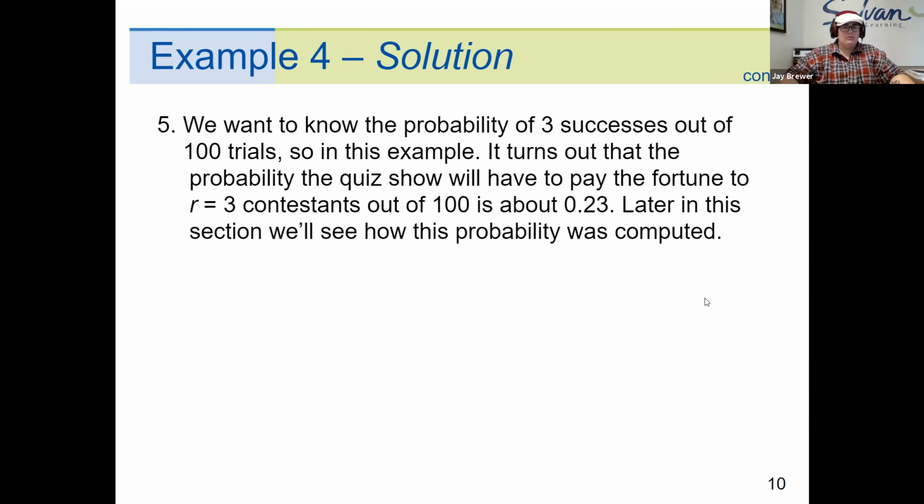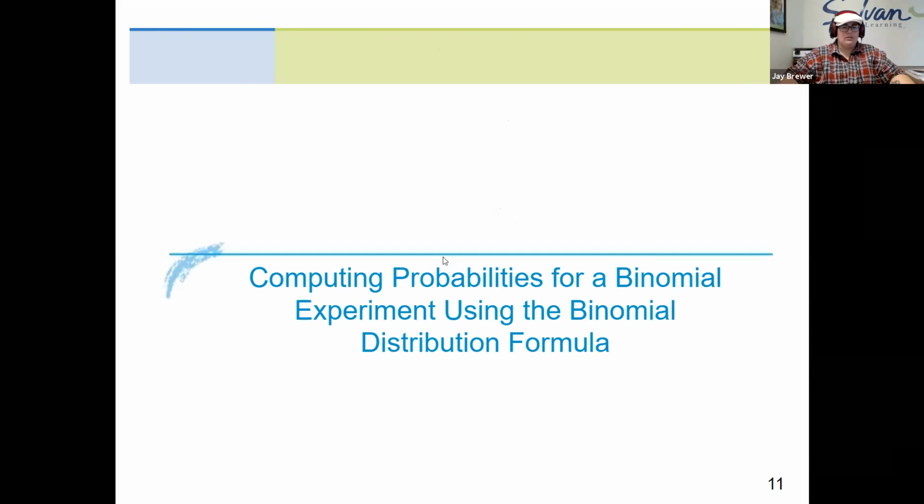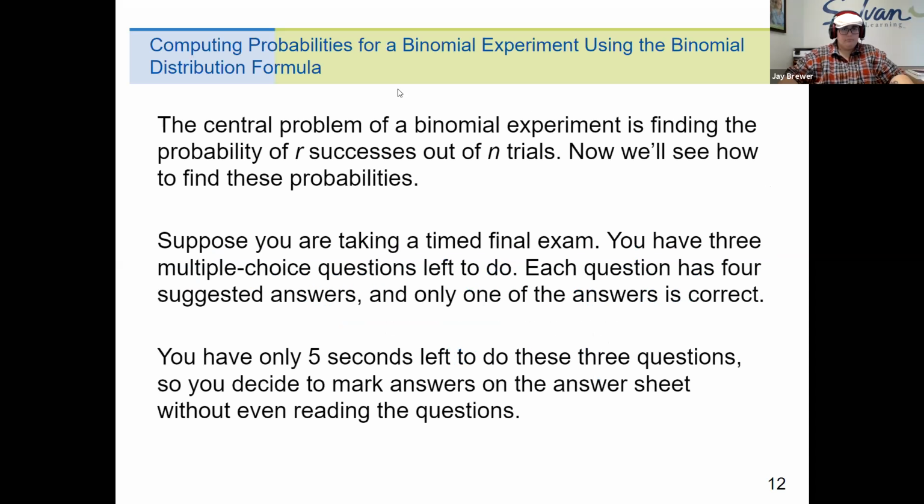All right, so they're not going to show you how to do that just yet. They will probably show you next. The central problem of a binomial experiment is finding the probability of R successes out of N trials. Now we will see how to find these probabilities.